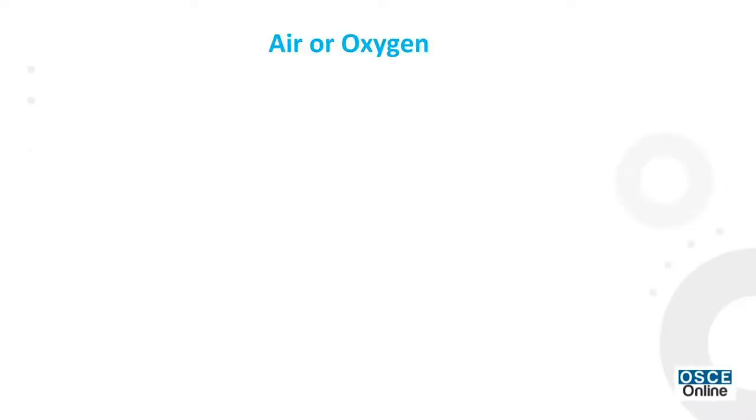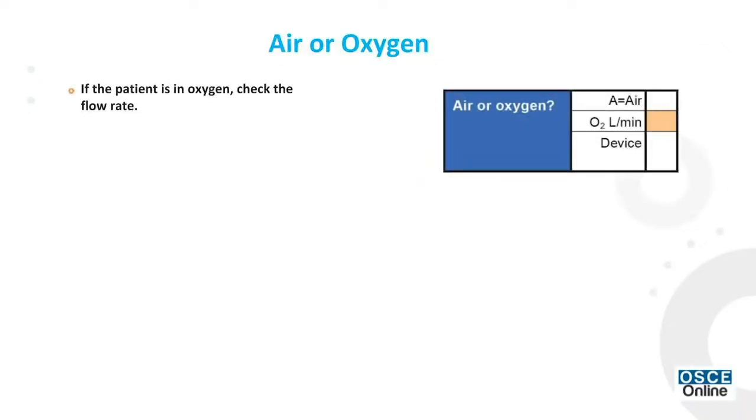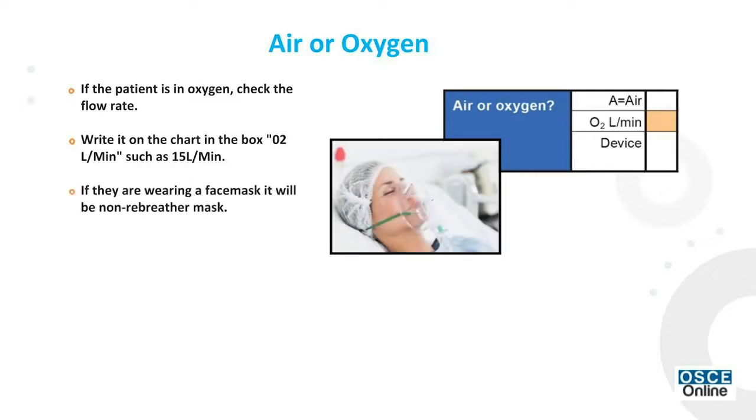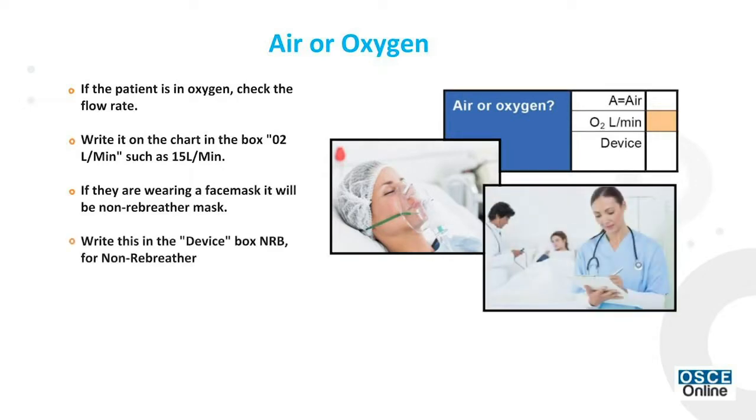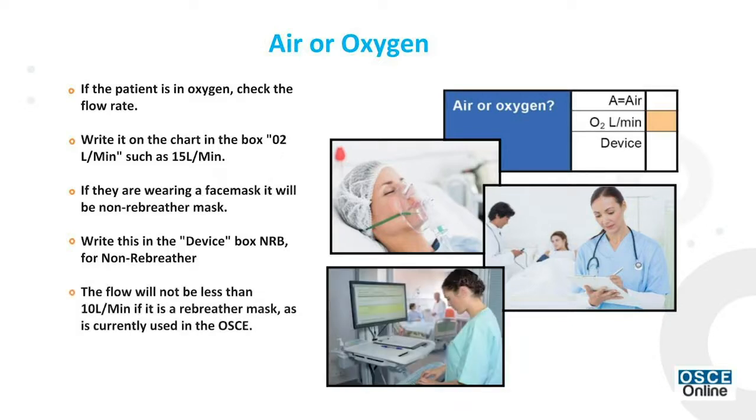Air or oxygen. If the patient is on oxygen, check the flow rate. Write it on the chart in the box O2 L per minute, such as 15 L per minute. If they are wearing a face mask, it will be a non-rebreather mask. Write this in the device box NRB for non-rebreather. The flow will not be less than 10 L per minute if it is a non-rebreather mask, as is currently used in the OSCE.